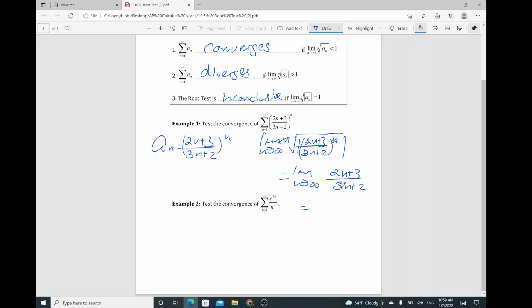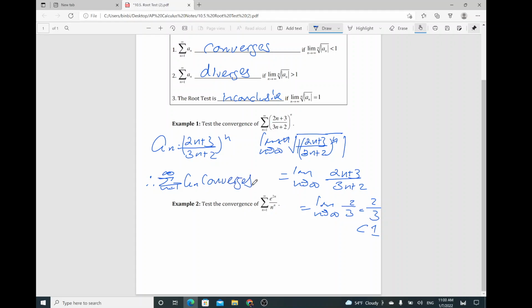Using L'Hopital's rule, we know the limit for this one is 2 over 3. Take the derivative of the top and bottom, so we get 2/3, which is less than 1. Therefore, the series converges.